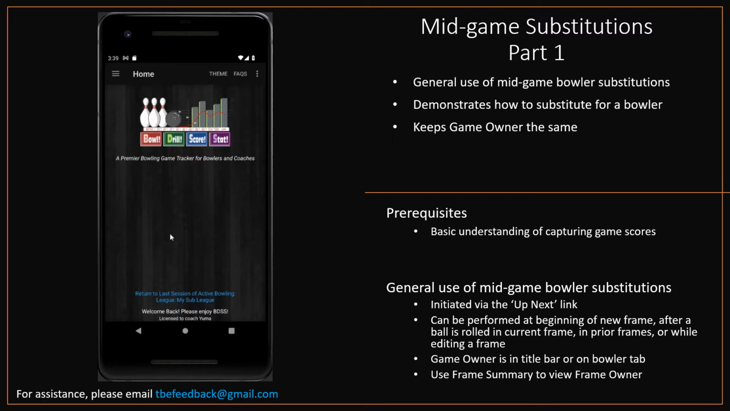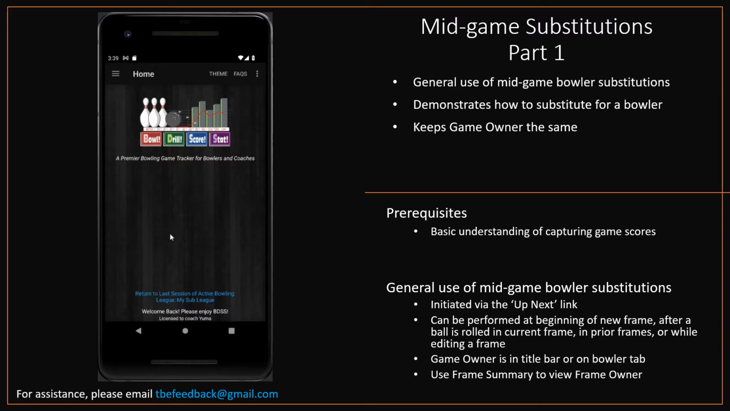With mid-game substitutions, a game owner must be tracked. The game owner is the one bowler who will get credit for the game, as well as the associated metrics such as final scores, average, high game, etc. And each frame must have a frame owner. The frame owner is the bowler who gets credit for rolling the frame, as well as associated metrics such as total strikes, spares converted, splits made, etc. BDSS will do this tracking for you.